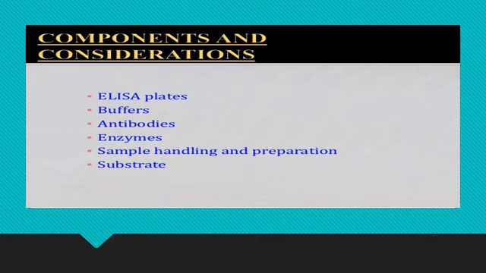So what do we need for doing an ELISA experiment? We need an ELISA plate. We said there are types: there is the 96-well plate, and some with more or fewer wells, depending on the size of the sample. We need buffers, antibodies, enzyme, and we should know how to handle our sample and prepare it. And we need a substrate.